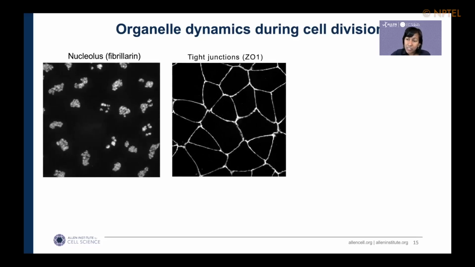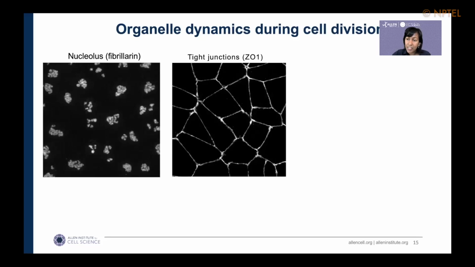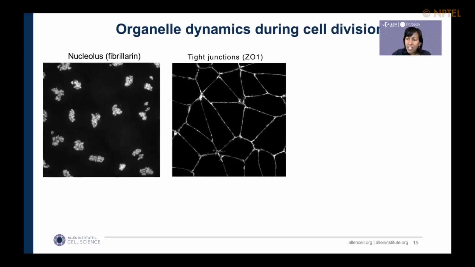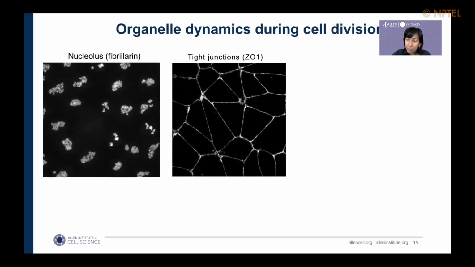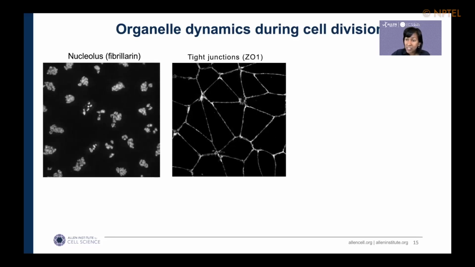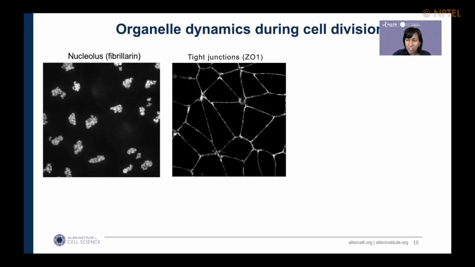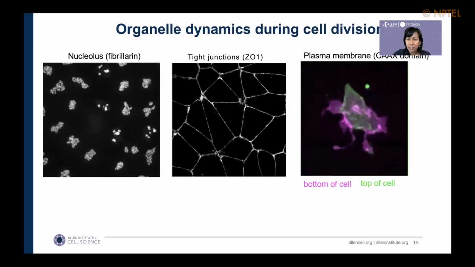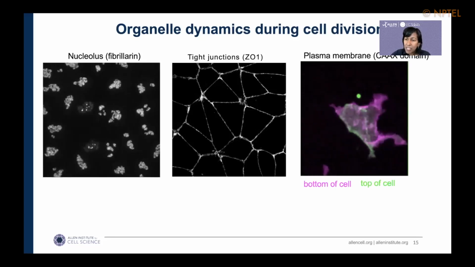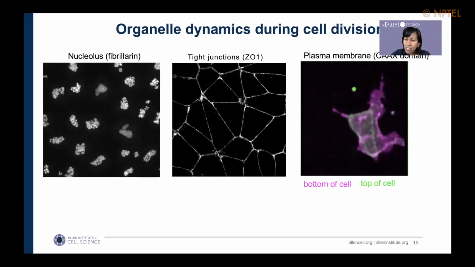Here are the tight junctions. The tight junctions are at the apical surface of the cell. This is what retains that epithelial sheet because it doesn't actually go away during cell division, even though you can see the colonies moving. And on the right is our plasma membrane cell line.